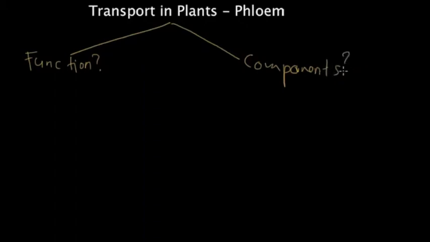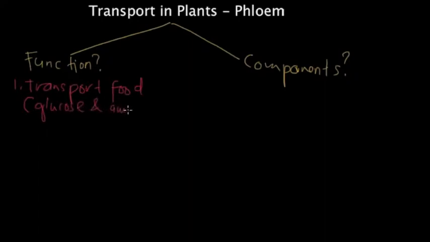Now let's go to the function of phloem tissue. Basically phloem has one major function, which is to transport food. And you have to know that this food is actually in the form of glucose or sugar, as well as amino acid. And same like xylem, you have to know the direction of the transportation of these two substances.